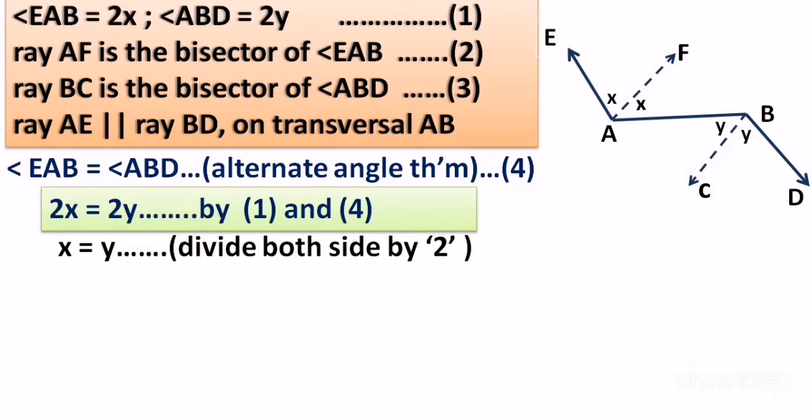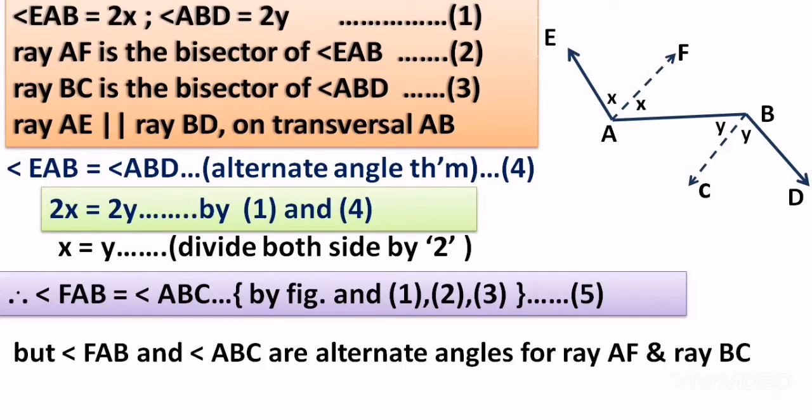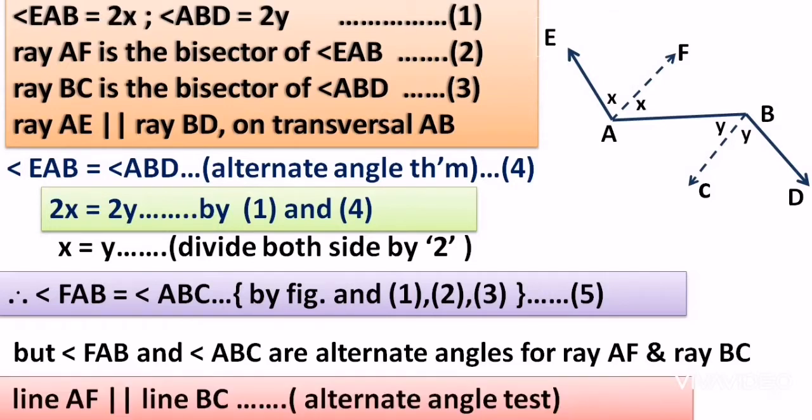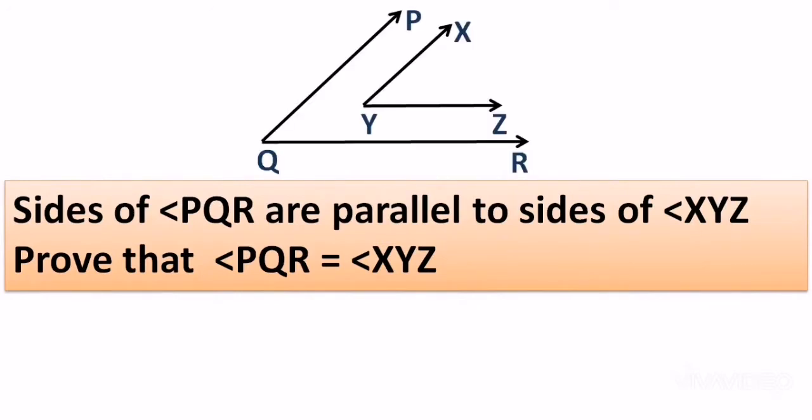The way I told you, if you are able to prove somehow that X equals Y, then ultimately you are proving angle FAB is equal to angle ABC, and once it is proved, we can say that considering transversal AB, ray AF and ray BC are parallel to each other by alternate angle test, because those two angles, X and Y, are the alternate angles, and that makes ray AF parallel to ray BC.